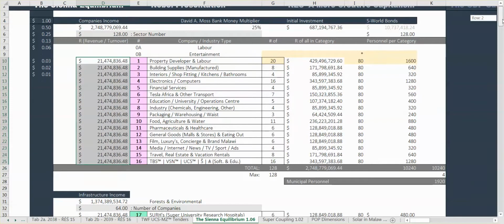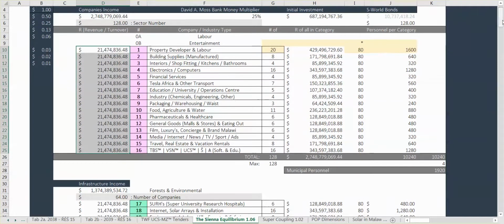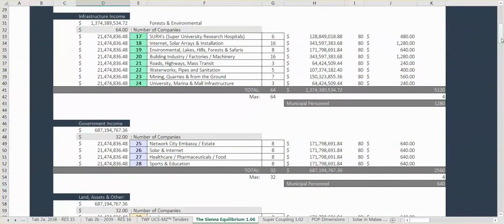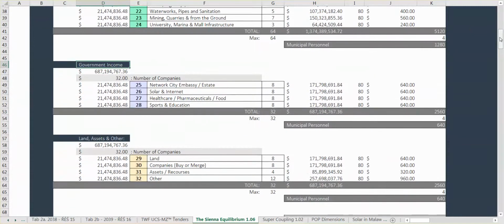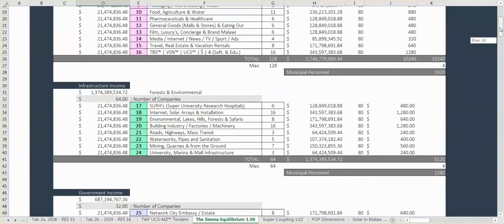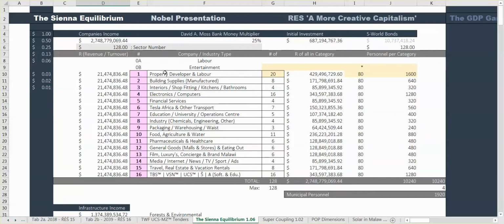This is all to be spent in 2024. Half of it on 16 industry sectors. A quarter of it will be spent on infrastructure. 1/8 will be government income, and 1/8 will be land assets and other acquisitions. These are just starter figures. Okay, let's have a look at the 16 different sectors thought of so far.